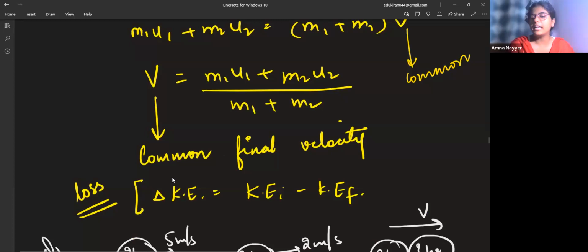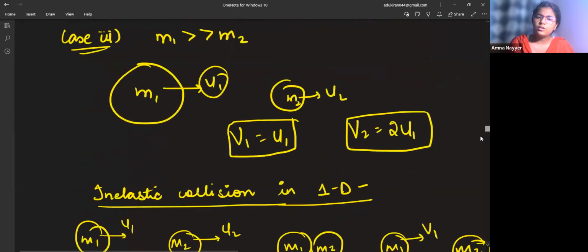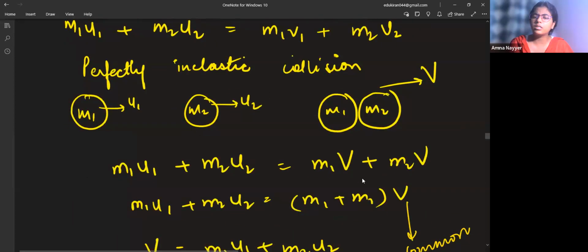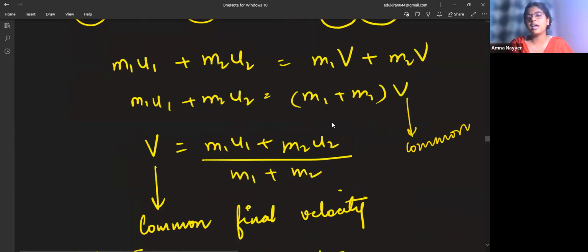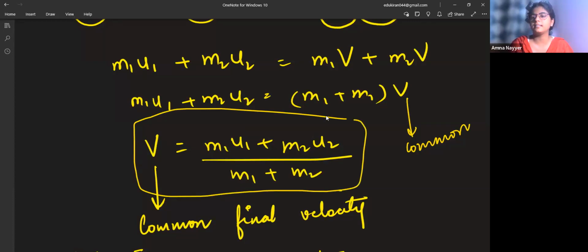And here the loss of kinetic energy will be the same: initial minus final. Why initial minus final? Because we know the value of u1 is greater than u2. That's why initial minus final. Fine. So in inelastic collision, just remember this common velocity. Instead of v1 and v2, we are writing it as v. And you just have to remember the formula of this velocity. That's it. Note down all these.